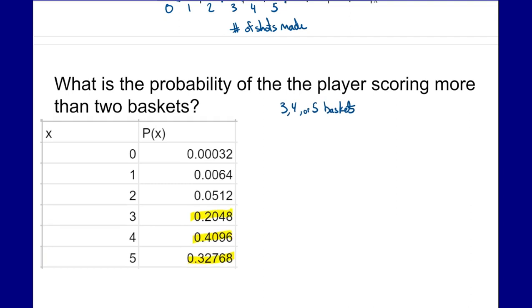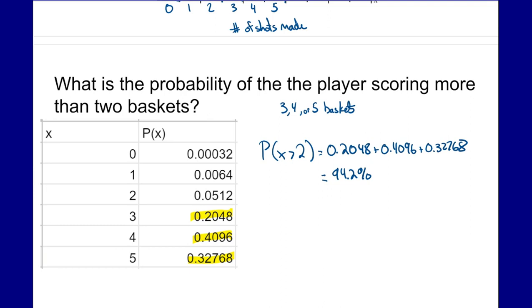So the nice thing about this, when we have our probability distribution table, anytime we're asked one of these questions, now we just have to go through and add up the specific values. So more than 2, so that's going to be 0.2048 plus 0.4096 plus 0.32768. When we add all of those up, we have a 94.2% chance of scoring more than 2 baskets.